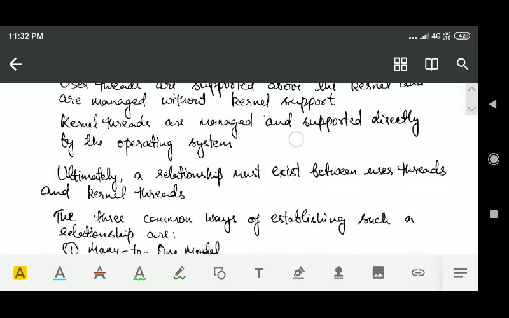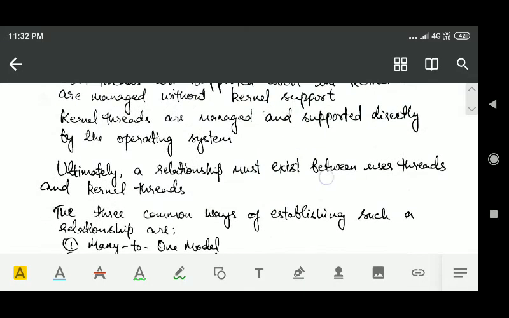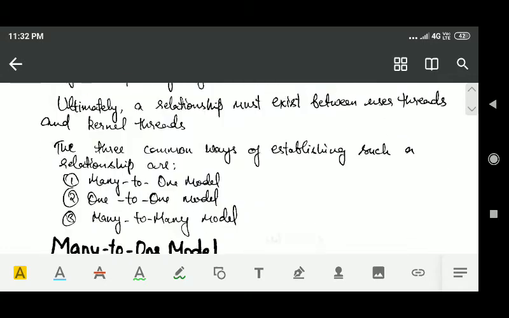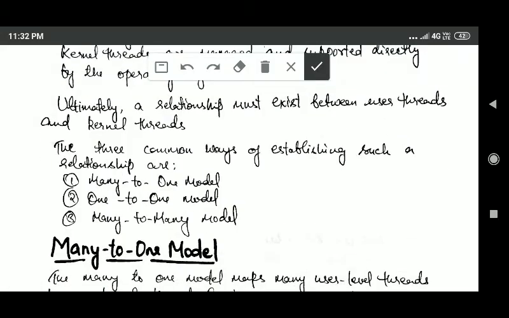Ultimately, a relationship must exist between user threads and kernel threads. There are three common ways of establishing such a relationship between user threads and kernel threads, and they are many to one model, one to one model, and many to many model. First of all, we will study the many to one model.